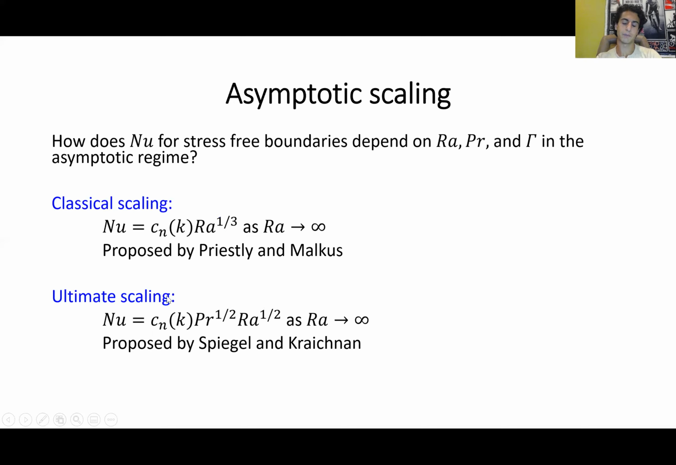Ultimate scaling was proposed about 10 years later by Spiegel and his postdoc, and suggests that the Nusselt number scales as Prandtl to the 1/2 times Rayleigh to the 1/2 as Rayleigh goes to infinity. The argument they made was that the heat flux should become proportional to the fluid's free fall velocity, resulting in this 1/2 scaling of the Prandtl and Rayleigh numbers.